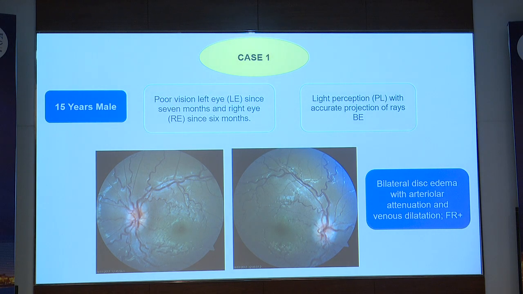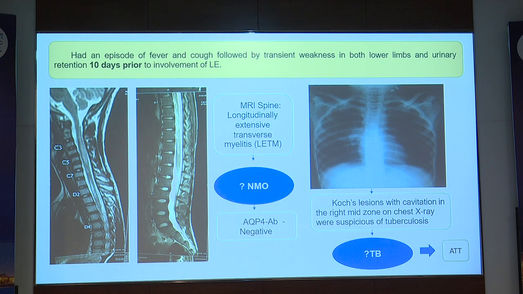So the first case was a 15-year-old male. He presented with rapidly progressive, profound vision loss in the left eye, followed by the right eye, 6 months ago. The vision was perception of light with accurate projection of rays in both eyes. On fundus examination, we could see bilateral disc edema with arteriolar attenuation and venous dilatation with normal FFA.